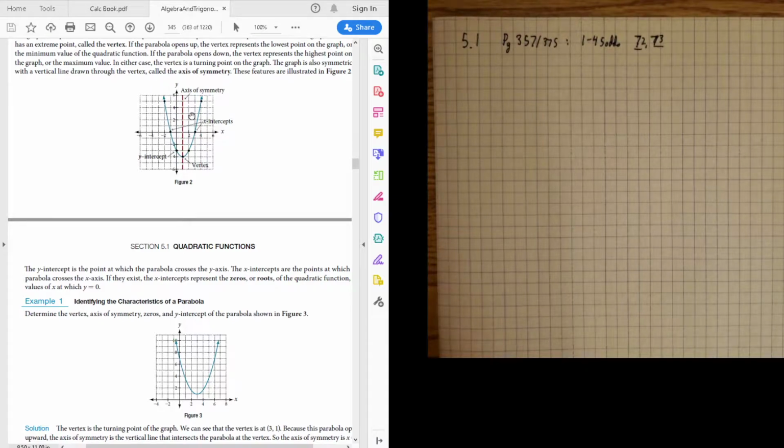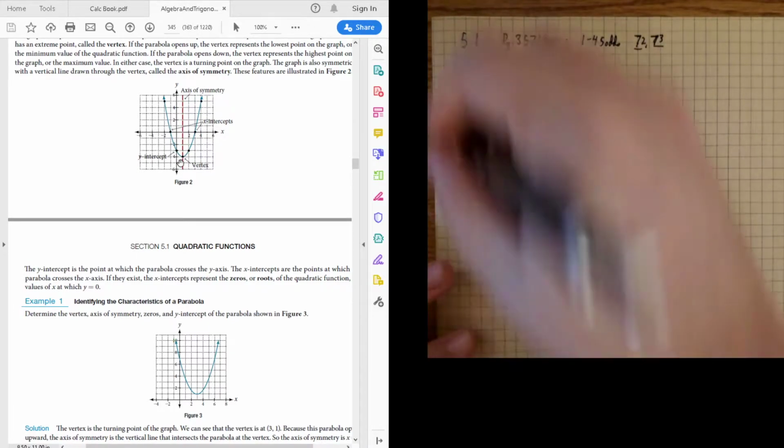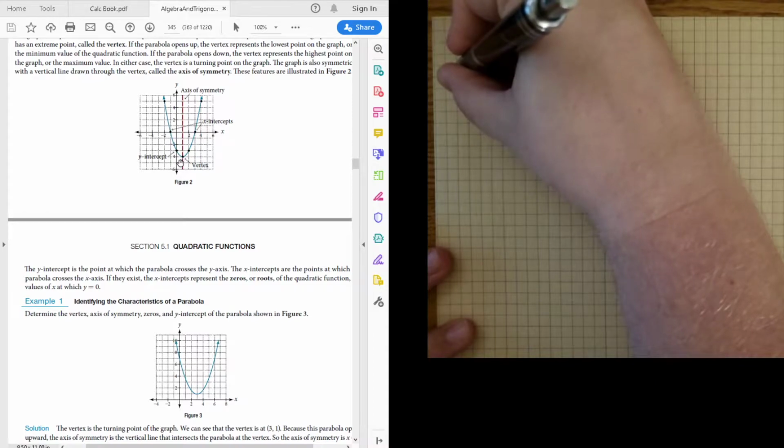But what makes things specific to a parabola is it'll have something called an axis of symmetry, which is a place where the middle of the U is, and a vertex. And the vertex has some big properties we're going to be talking about. So let's start listing out some definitions. Let's see. Parabola.